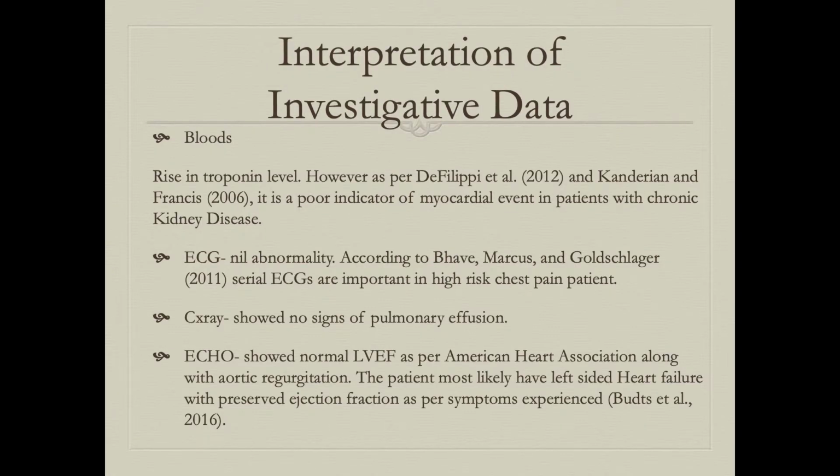Here is interpretation of investigative data as discussed earlier. Since the patient has chronic kidney disease, troponin level is a limited indicator of heart attack. This is due to the fact that troponin levels are always elevated in patients with chronic kidney disease. There are multiple theories regarding the mechanism of elevated troponin level, for example, chronic structural changes, reduced clearance, etc., but we still don't have any conclusions from the studies.